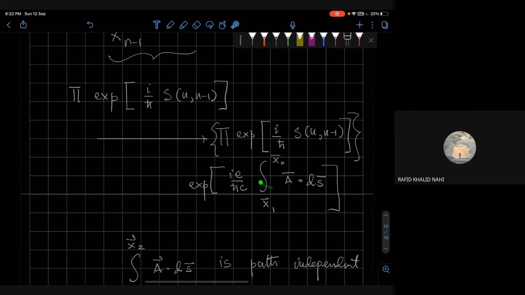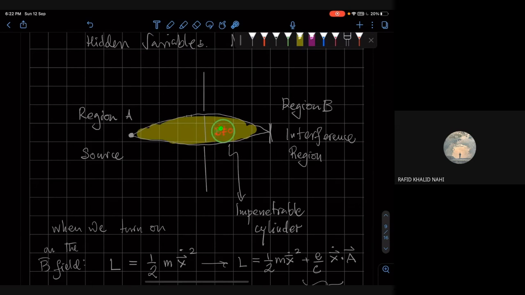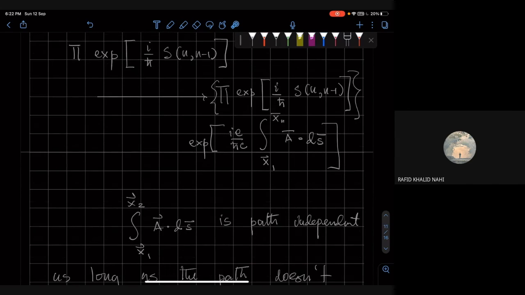But we know that this integral is independent of the path as long as the path does not cross a region of non-zero magnetic field. And of course, we are taking a path which is only going above, okay? So we can then factor this out of the path integral. So this thing does not depend on the path. It just depends on its endpoints and the fact that none of these paths cross the magnetic field.